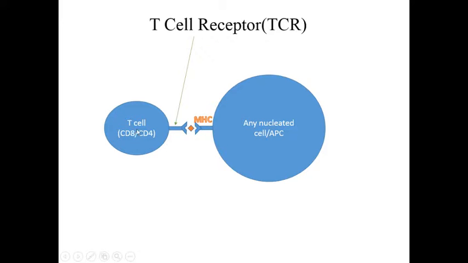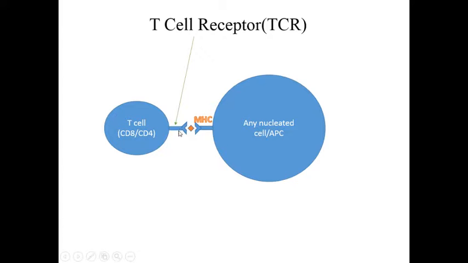A T cell cannot be both, that is, they are mutually exclusive. On the surface we can have either a CD4 molecule or a CD8 protein. I have shown it as CD8 bar CD4 for simplicity's sake. And this is any nucleated cell or an antigen presenting cell: any nucleated cell in case of class 1 and antigen presenting cell in case of class 2.